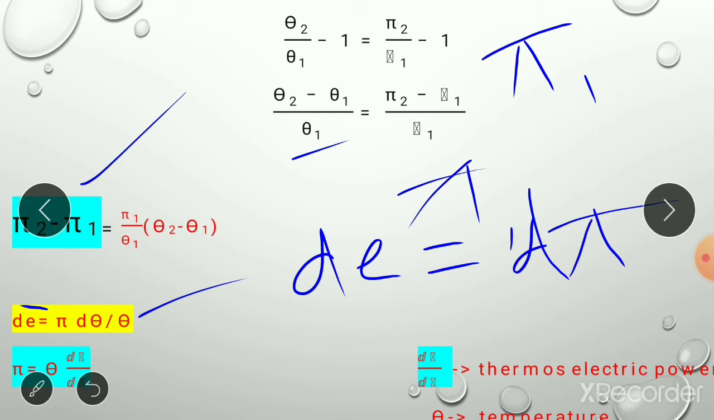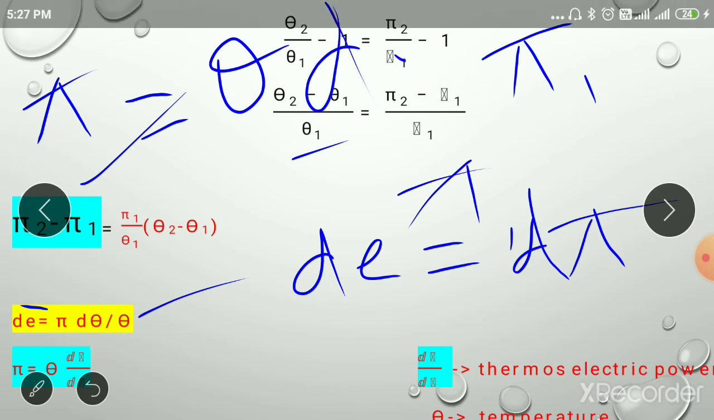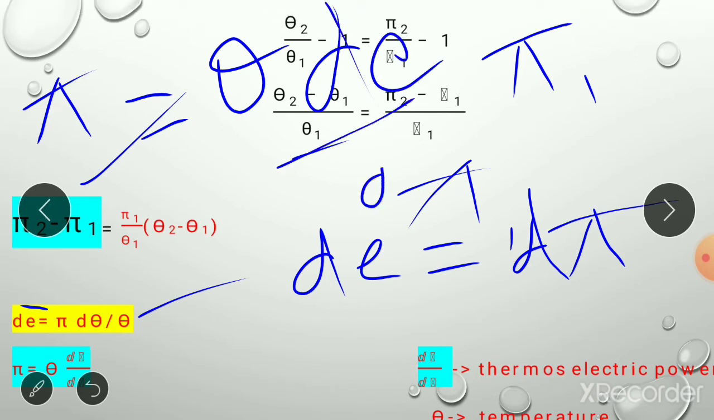So what is the relation drawn for pi? By using this equation, pi can be theta into dE by d theta. So this is the derivation or meaning. What is the required expression for pi? The required expression for pi equals theta into dE by d theta.